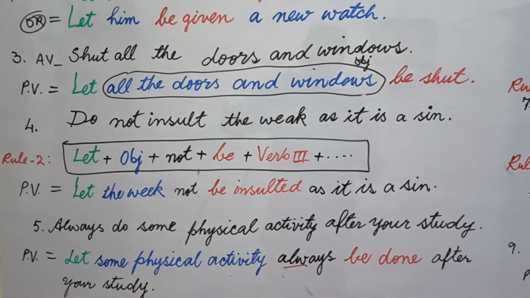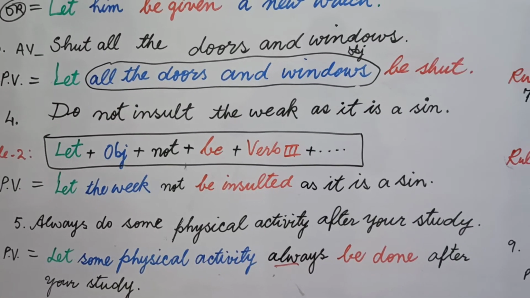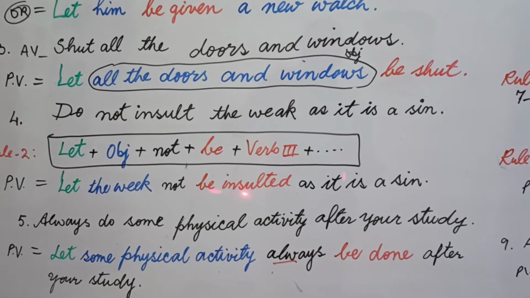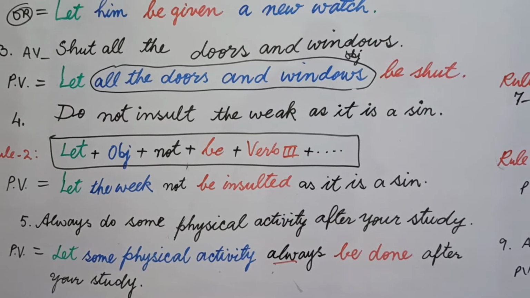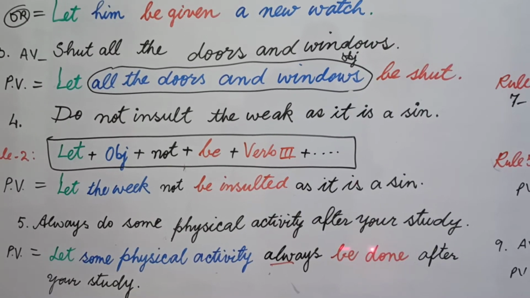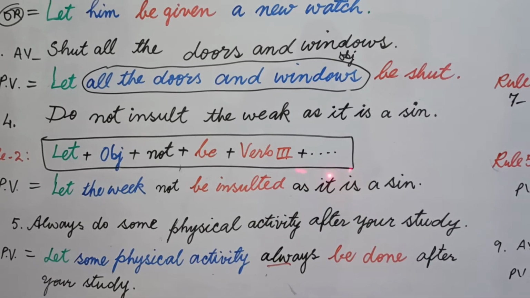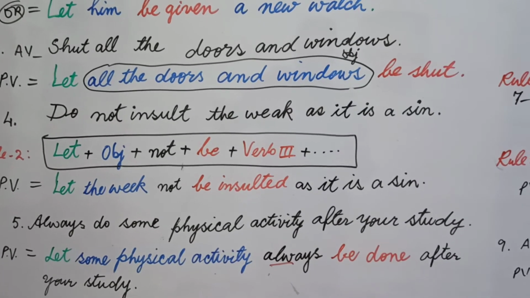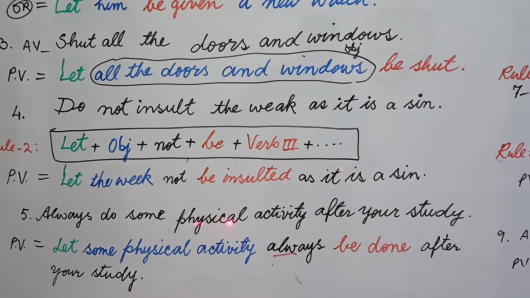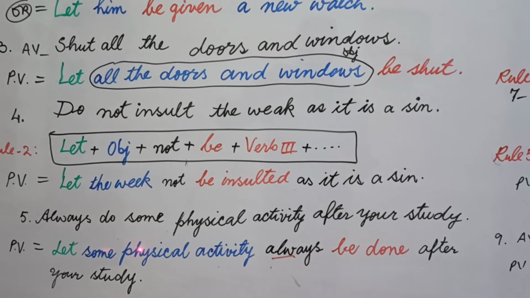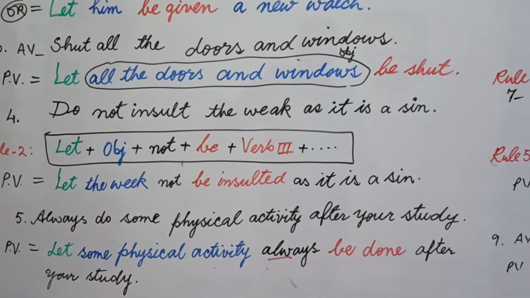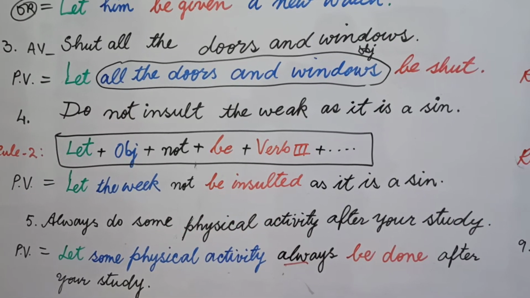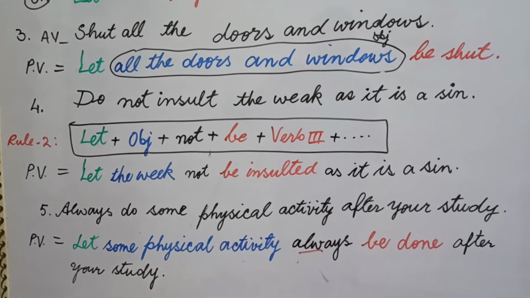And this next part is based on a clause. Always do some physical activity after your study. Now let's see, this sentence looks like a clause, but actually it is not a clause. Why? Because after your study is a noun and there is no verb, that's why it is not a clause. But you see, what is your object? Physical activity. And what is the verb? Do. Some physical activity is the object, because your main noun is activity, and physical and some are related to this activity. In this way, these three words will be in the object.